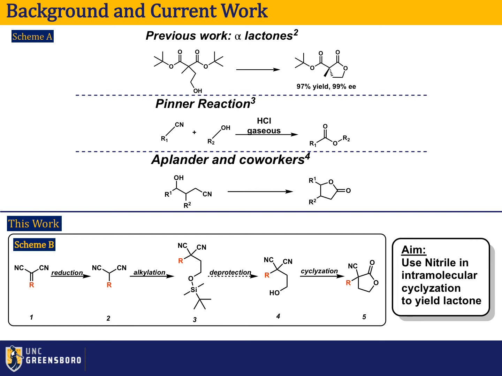My work aims to create a lactone from dinitriles using mild reaction conditions and examine the selectivity for one asymmetric version over another. To our knowledge, this is the first stereoselective Pinner cyclization. Scheme B shows the general synthesis of the lactone. There are 4 steps: the reduction of the double bond, second, alkylation to add extra carbons and oxygen, then removal of the protecting group on the oxygen, and finally, the cyclization step.